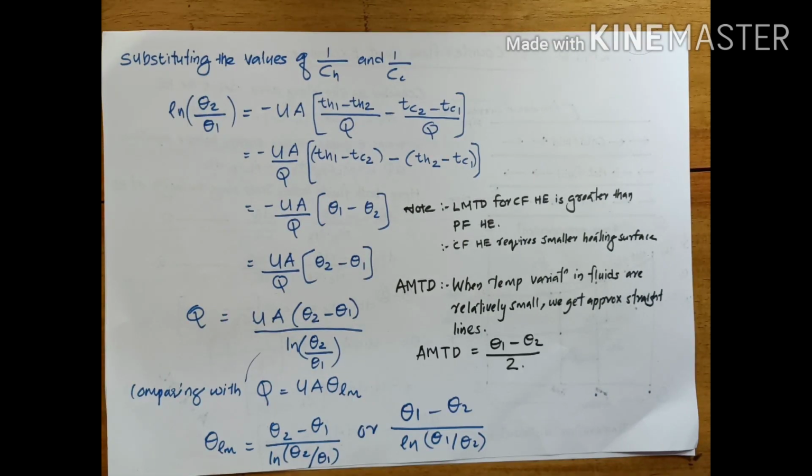LMTD is the driving potential in the heat exchanger. The more the value of LMTD, the more heat transfer there will be. That is, when the temperature difference between the hot fluid and the cold fluid is greater, then there will be more LMTD. So as the LMTD increases, the heat transfer rate is also increasing.